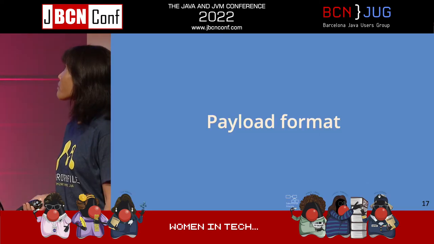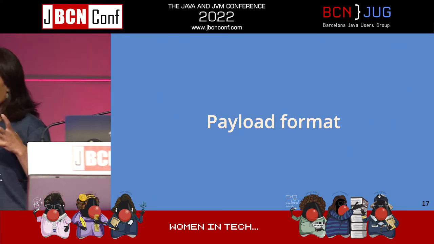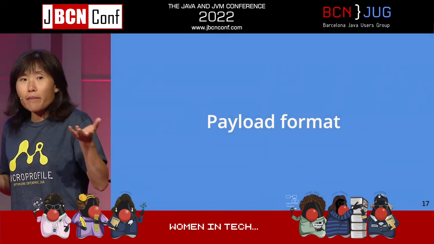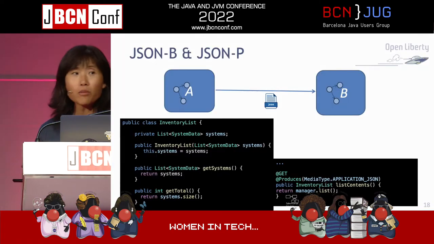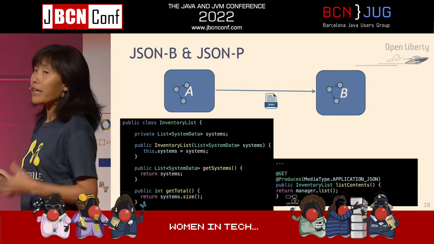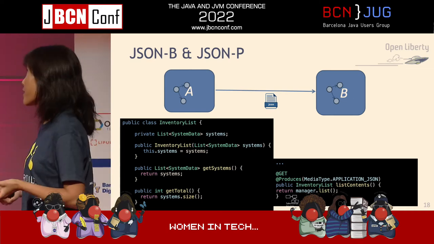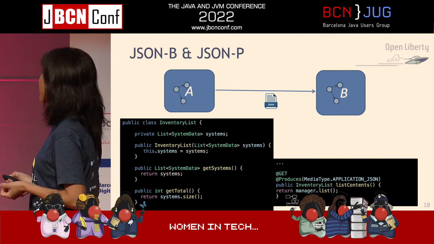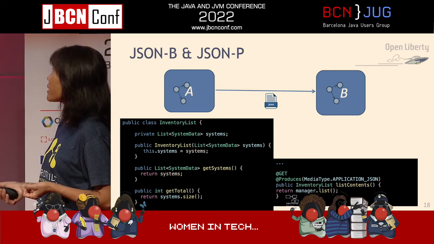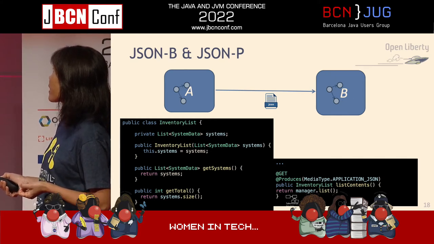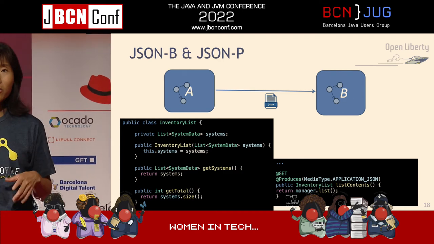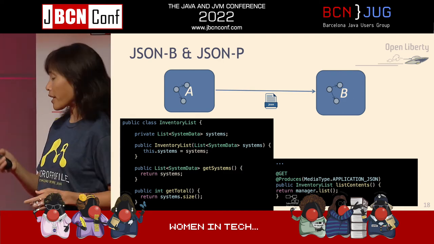So next, we also talk about how you can transfer these messages on the wire. What's the format? The most adopted format is JSON. In MicroProfile, we use JSON-B or JSON-P to directly deal with object serialization and deserialization. Here, this is a JSON type. With this, you just need to create a type, InventoryList, and then JSON-B directly serializes this object and puts it on the wire. On the receiving side, the JSON-B implementation directly deserializes it into the type.